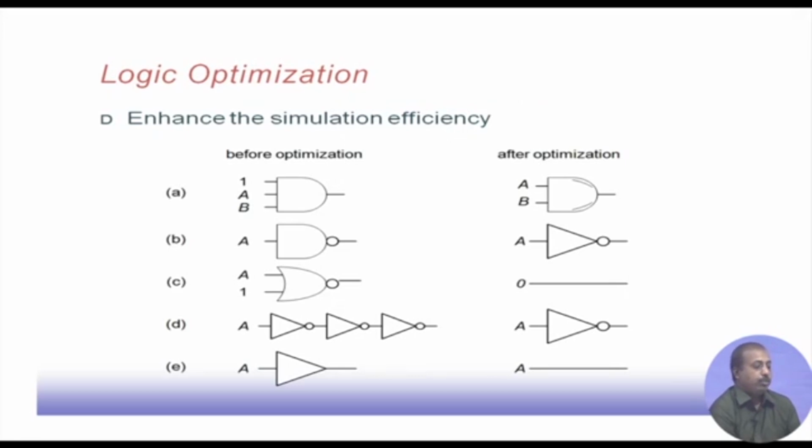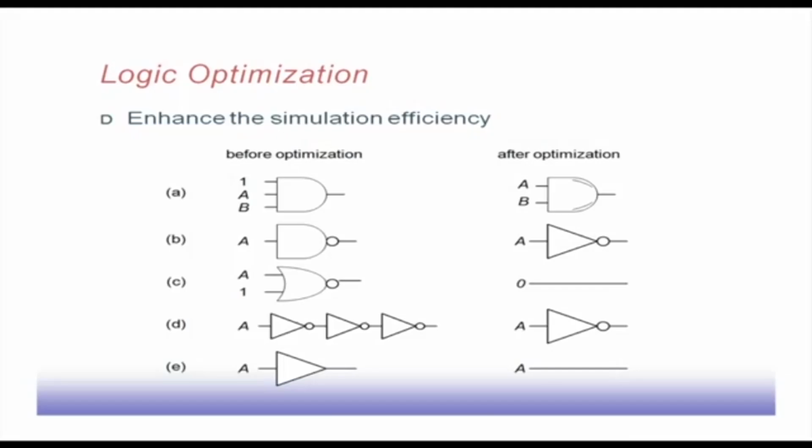So, logic optimization is like this. Maybe before optimization we have a situation like this. There is a 3 input AND gate, out of which 1 input is permanently 1. That can be simplified to a 2 input AND gate, where only 2 inputs are there. So for simulation purposes, I do not need to simulate the first one. Simulating a 2 input AND gate is definitely simpler than simulating a 3 input AND gate. So that way it can be done.